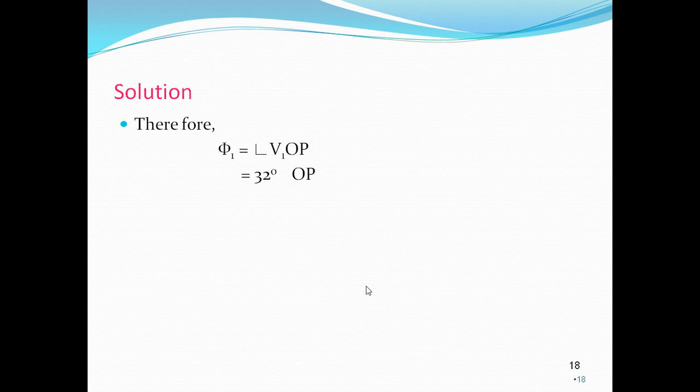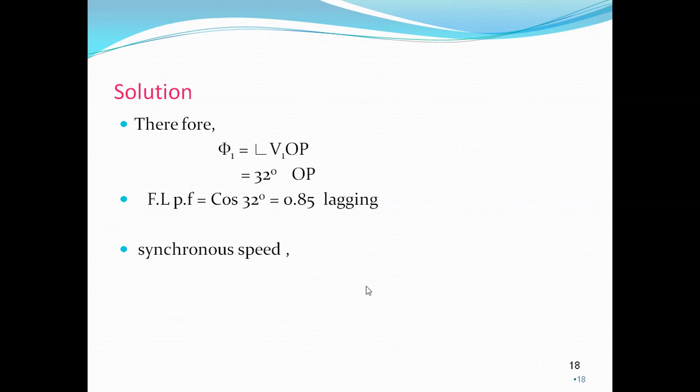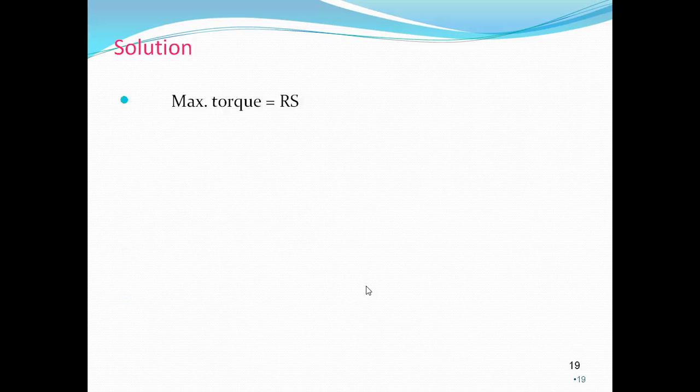Then you will get the measurements. After getting this phase angle, we measure that angle, that is 32 degrees. Cos of this angle gives 0.85 lag. Next, calculate the synchronous speed. What is the formula for synchronous speed? That is 120 f by P, which is 120 into 50 by 4. That is 1500 RPM.